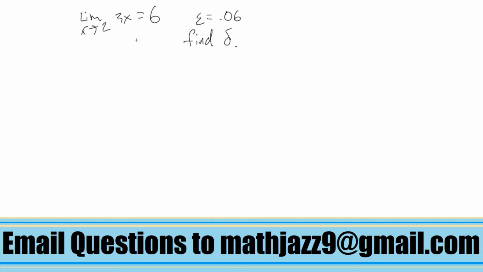shortcut to all of this is that since this is a line, the delta that we want is always going to be the epsilon divided by the absolute value of the slope of the line. So that'll give us a delta of epsilon over the absolute value of the slope. Slope is 3, so absolute value 3 is just 3. It gives us 0.02 as our delta. That's the simple, fast way to do this type of problem.